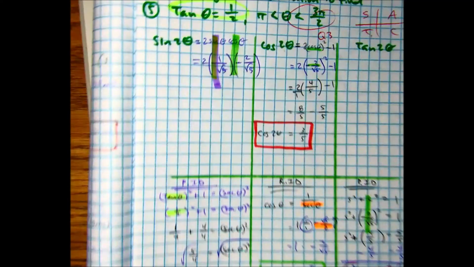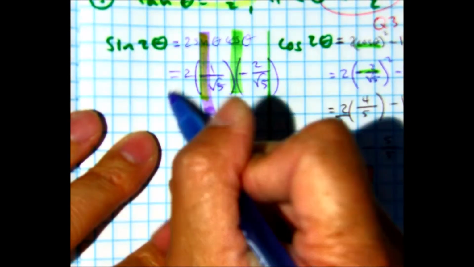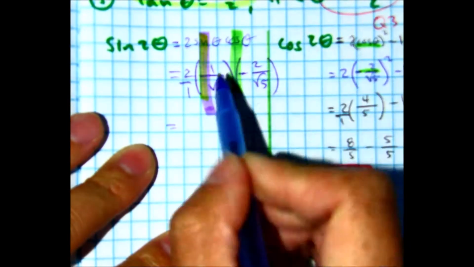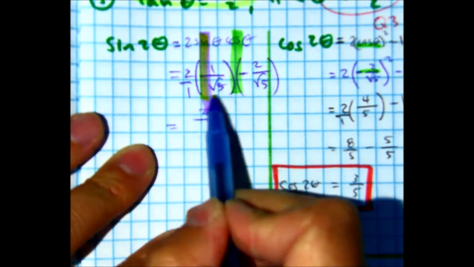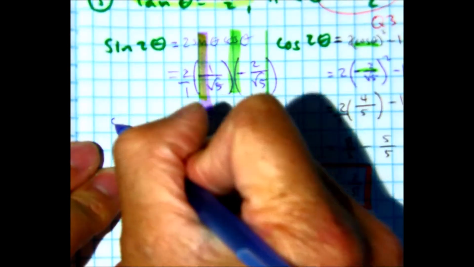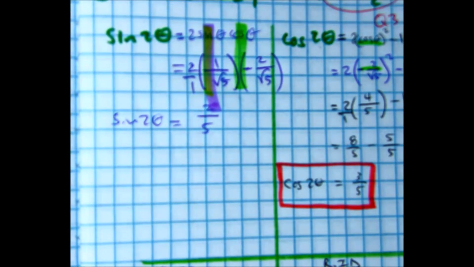Okay. Try this one now. Negative times negative. So if I multiply the numerators, I'll get 2 over radical 5 times radical 5 is 5. So sine of 2 theta is just 2/5.